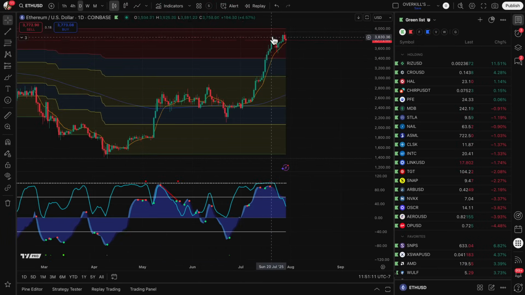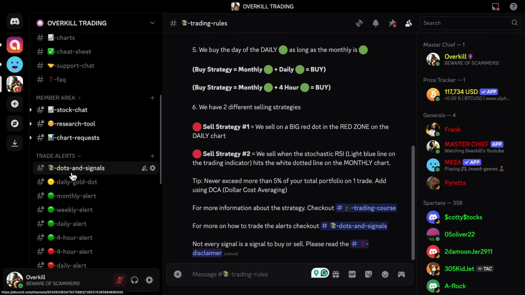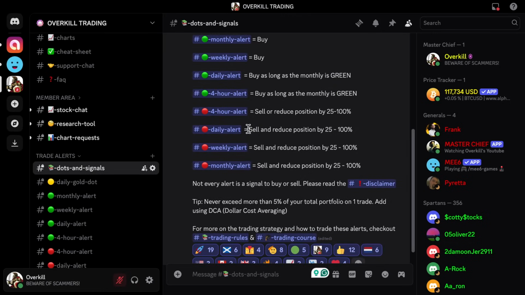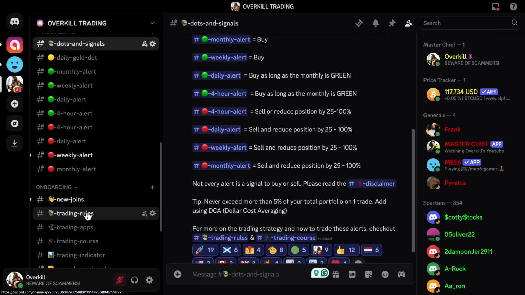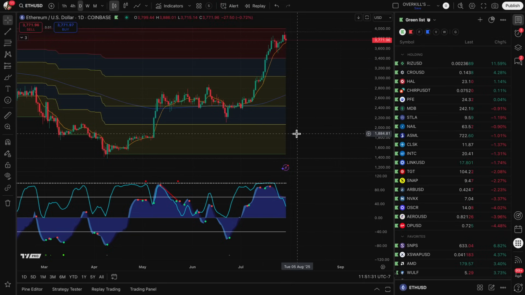But now that we have broken out up here to the red zone, this is where we want to take some off. I'm not saying you have to sell your whole entire position, but if you come over here to the dots and alert section, you could see that the daily alert means sell or reduce your position by 25 to 100%. If you're reducing your position, that means you're selling a percentage. You could sell 25% if you have 1,000 Ethereum right now, just to use that as an example. You could sell 25% of the 1,000 Ethereum that you hold.